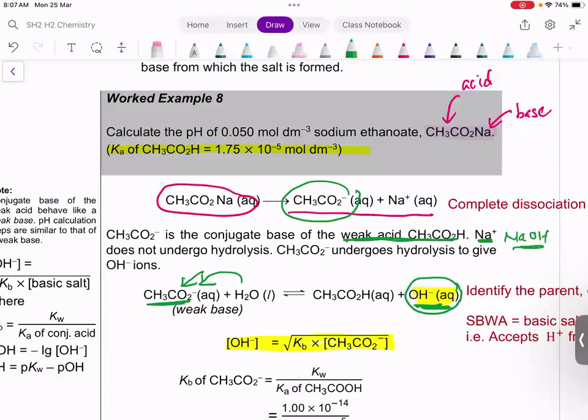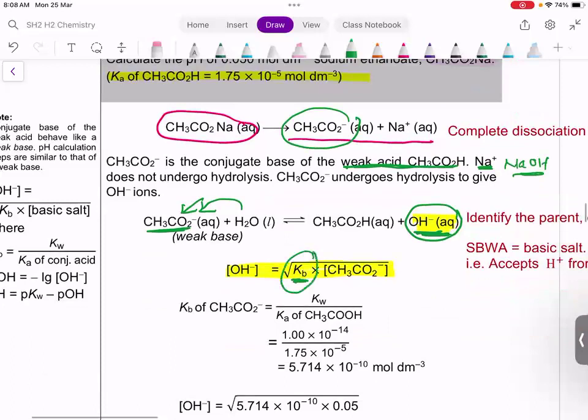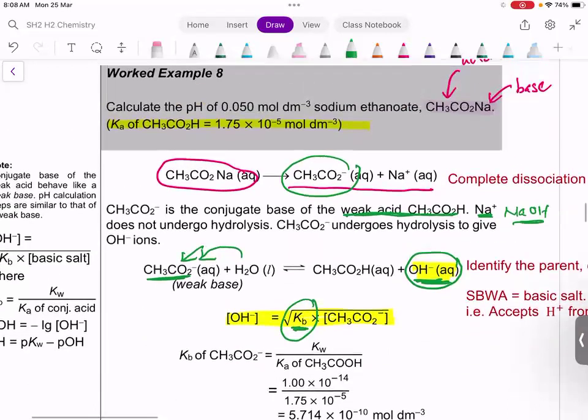Since it's OH-, you use the Kb expression. This is something that you need to associate with. When OH- is released, the extent of this hydrolysis will be measured by Kb. When H+ is released, the extent of this hydrolysis will be measured by Ka. So whether it's Ka or Kb, you look at what is released, OH- or H+. So OH- release, the extent of reaction is by your Kb. But if you look at the information provided by the question, you are not given Kb. Instead, you are given Ka.